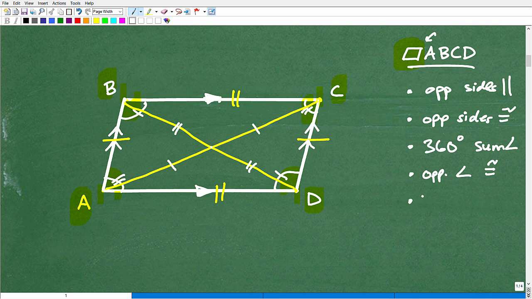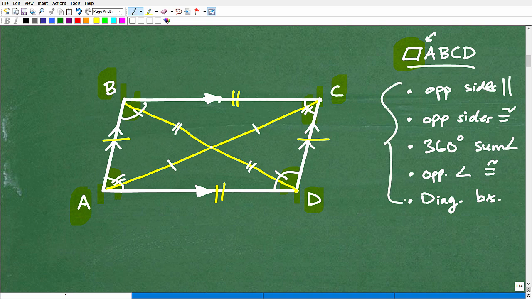So we could put that in here, diagonals. Let me abbreviate that a little bit better. Diagonals bisect one another. Okay, anything else about parallelograms? No, I think that pretty much covers the main points that I want you to know.